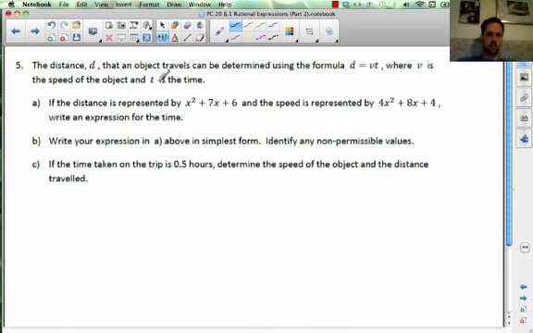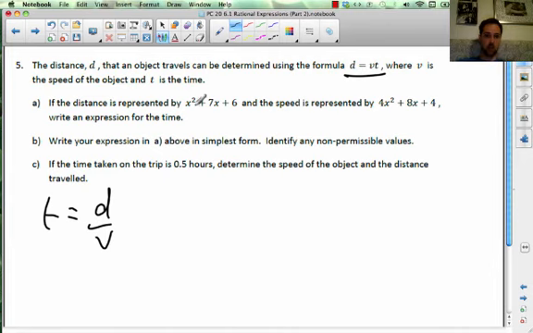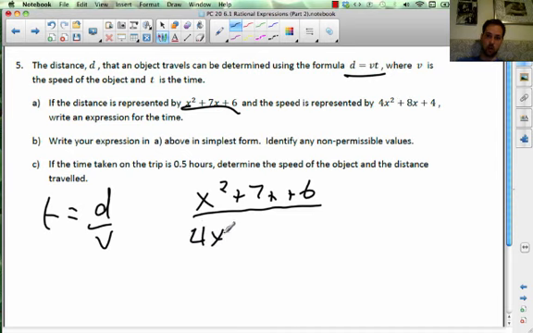The distance d that an object travels can be determined by this formula. We know this from physics. If the distance is represented by x squared plus 7x plus 6 and the speed represented by 4x squared plus 8x plus 4, write an expression for the time. Time equals distance divided by velocity. Distance is given by this, x squared plus 7x plus 6. So that's distance divided by velocity, which is 4x squared plus 8x plus 4.